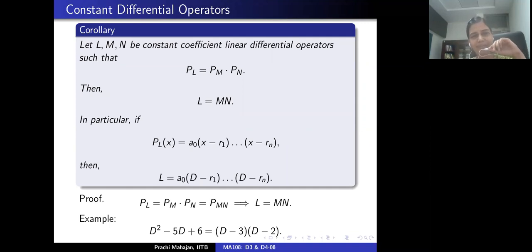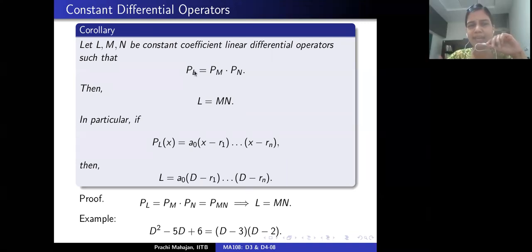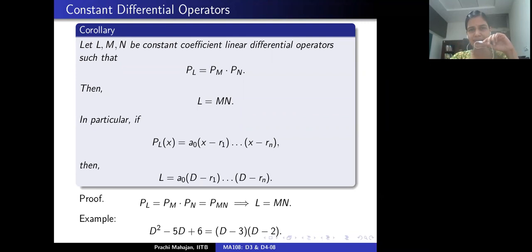But is this corollary okay with everybody present here? Yes, ma'am. Everybody with me up till this point? Why are we emphasizing so much importance on this corollary? It seems obvious, no, that P_L(x) is equal to a_0 (x minus r_1) ... (x minus r_n), so L is equal to a_0 (D minus r_1) ... (D minus r_n). See, in general, it's not true for operators with non-constant coefficients, but only because we are working with constant coefficient terms, these are okay. So let's see some examples.